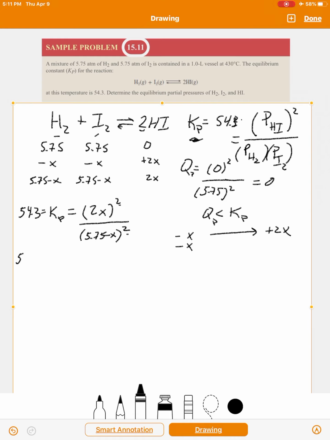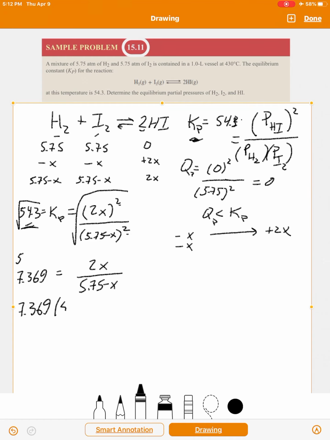Now, when you have squared divided by squared, we said in a previous example, I think it was 15.8, that you can take the square root of both sides, right? And that simplifies it immensely. We now get 7.369 is equal to 2x over 5.75 minus x. We can now multiply the denominator by 7.369. So 7.369. Remember, don't forget to take the square root on this side. Times 5.75 minus x equals 2x. Distribute the 7.369 through both terms in the parentheses.